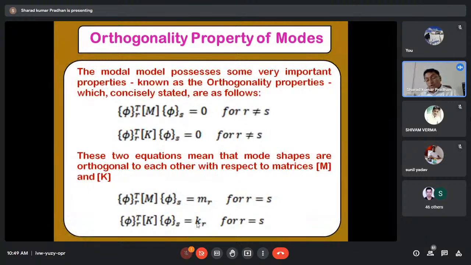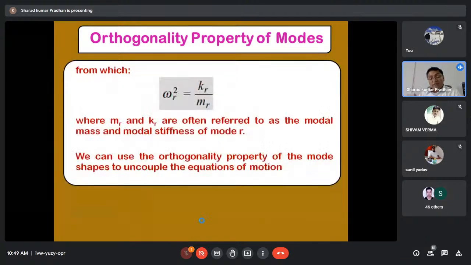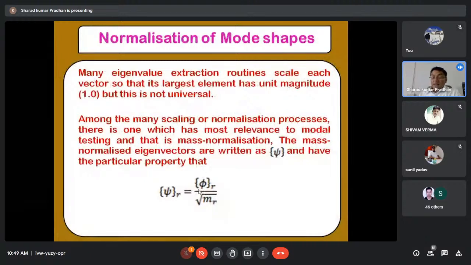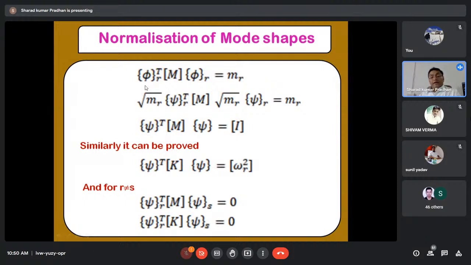Capital K is converted into KR. So now they are not complete mass or complete stiffness. They are related to that particular frequency. So they are related to Rth mode or Sth mode. So for Rth mode, mass is this, for Rth mode, K is this. And if you divide this Rth mode shape with the respective mass MR under root, you are going to get mass normalized mode shapes.